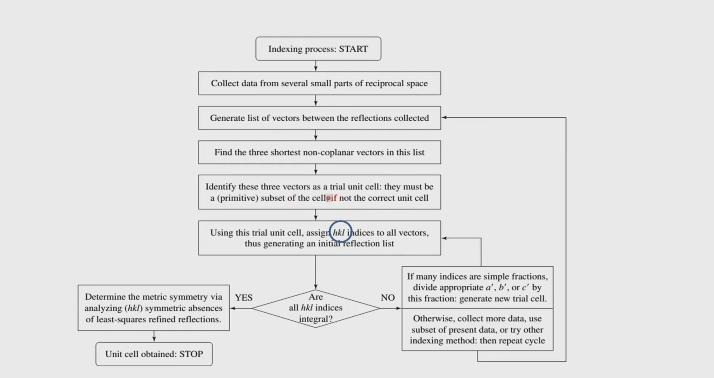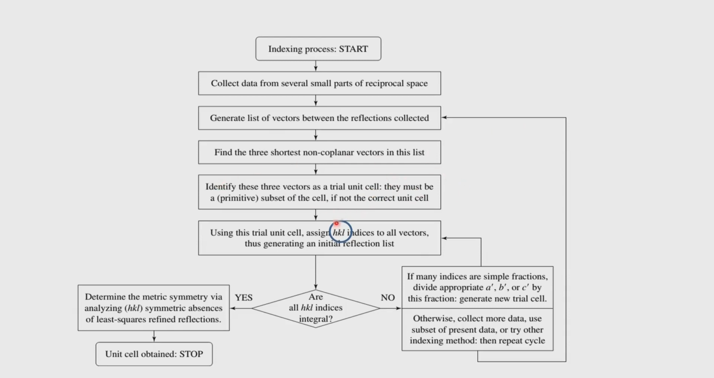So, find 3 vectors which are non-coplanar, and identify these 3 vectors as the trial unit cell. Once you find that out, you say, well, this could be the possible unit cell, some a, b, c, alpha, beta, gamma between them. So, these 3 vectors are taken as the trial unit cell. If this is the correct unit cell, using the trial unit cell, assign HKL indices to all other vectors. If you take these 3 as the trial unit cell, then the endpoints of these 3 vectors are now defining a, b and c. So, we now have the unit cell dimensions and the interaxial angles between them, because we are identifying the vectors.